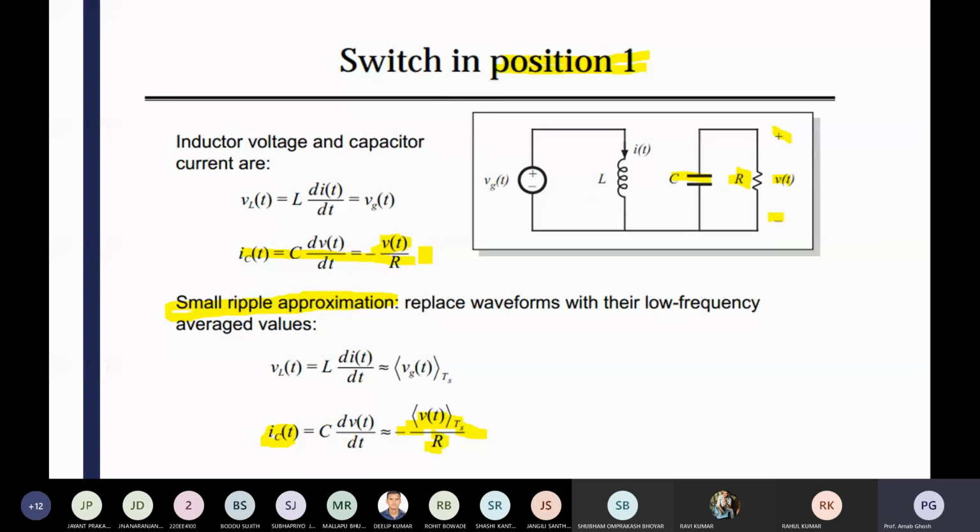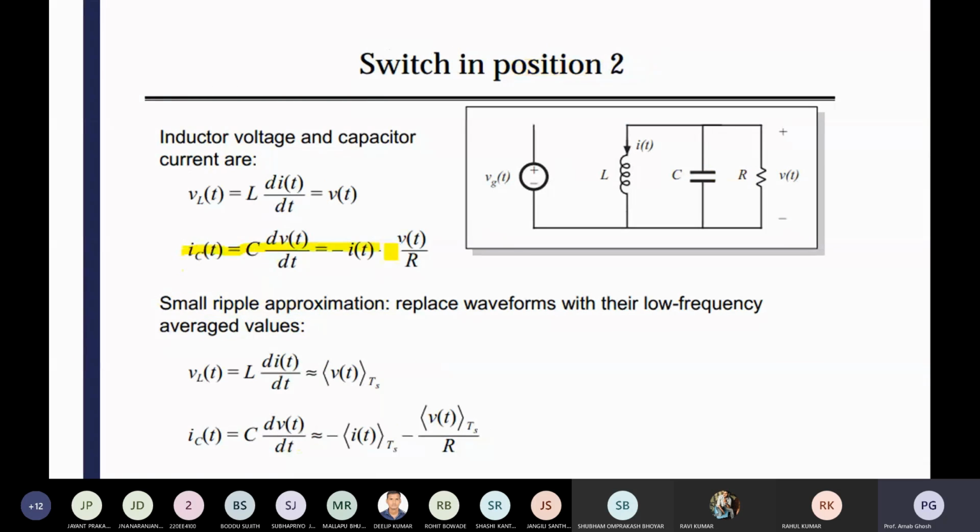Here we get the expression of the capacitor current in the form of output voltage divided by load resistance. After that you average that value. So it comes like that for the on period, multiplied with dTs for the on period, then the off period. So the final iC needs to be calculated. Similarly we will get the expression for when the switch is off.